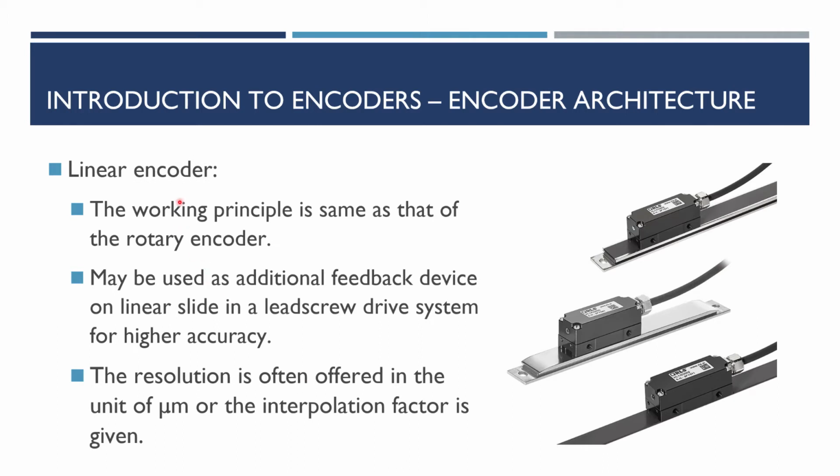As for the linear encoder, the working principle is the same as the rotary encoder. The difference between them is only the architecture. Like I said in the previous part, it is usually used with the rotary encoder in a lead screw drive system for higher accuracy, or it can be directly used with a linear motor for positioning. And resolution is often given in the units of microns, or sometimes the interpolation factor is given. Interpolation is a method where you divide the pole length into several defined parts. For example, if we have a pole length of 1 mm and an interpolation factor of 4, then we have a 0.25 mm resolution.